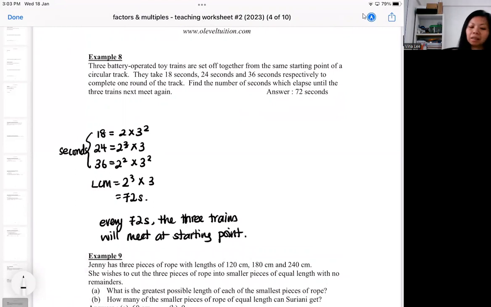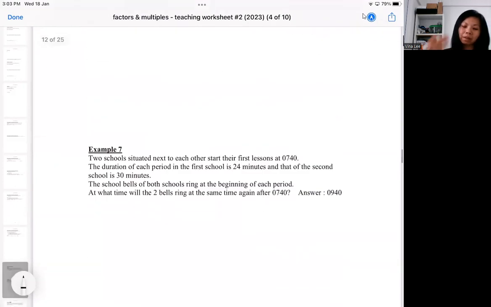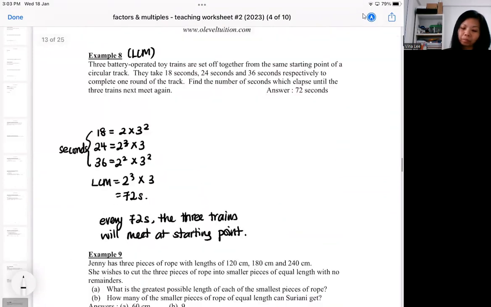So there must be a significance when you do a HCF and LCM. The significance must apply to the context. So in this context, we're talking about 3 trains. So just now the LCM context was about the timing of the bell ring.